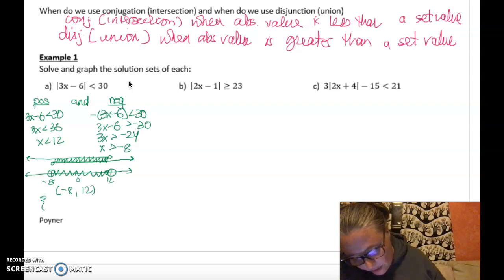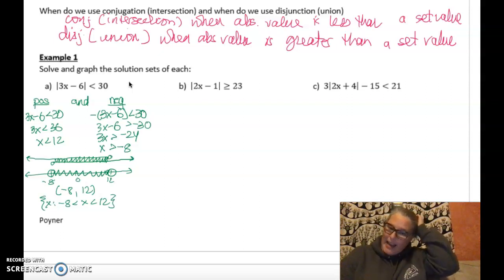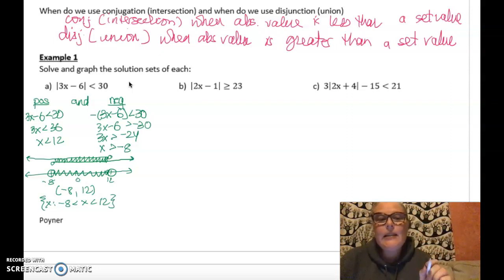If I did set builder, it would be x such that -8 is less than x, which is less than 12. Now, the other option is this. Because it's a less than, it's an intersection, or a conjunction, it means that the resulting piece will be an in-between statement.